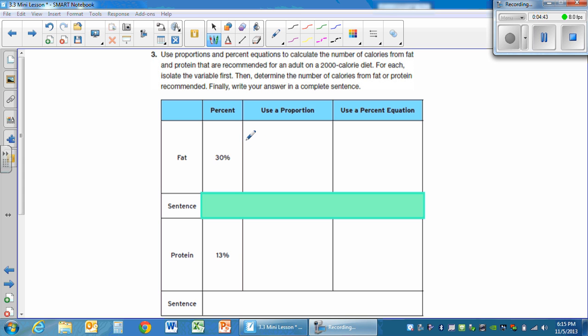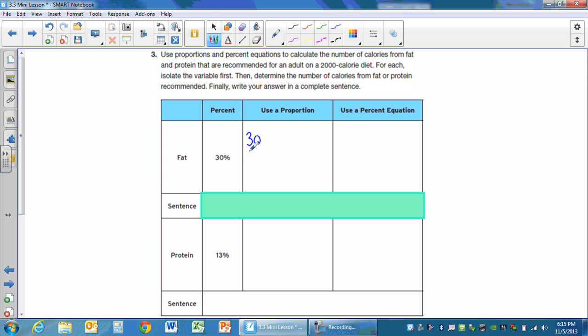Okay, so when we're using a proportion, we do the percent always over 100. So percent is 30, goes over 100. Or you can write it as a decimal, which would just be 0.3. Then you set that equal to the part, which we're looking for, of fat, over the total amount of calories per day, which is 2,000. Then we can use our cross multiply. And I'm going to erase this to get this out of the way. Again, we can use our cross multiply and divide.